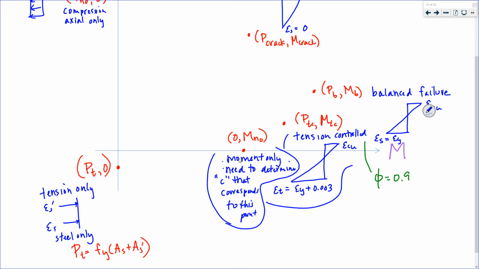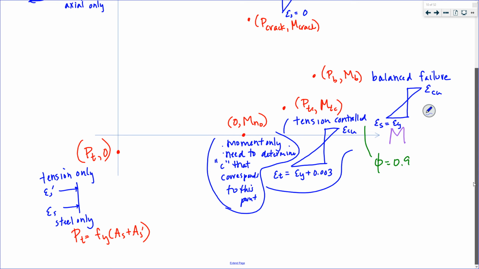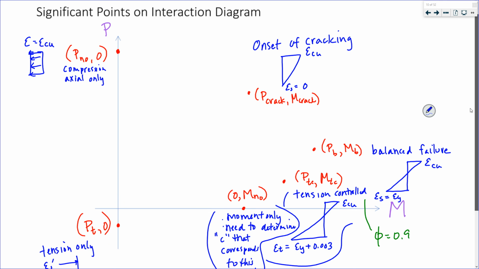I have my moment only. I don't know that point. I have to determine a C that corresponds to that point. It's not as obvious as the balanced failure, tension controlled, onset of cracking. And then I have my tension only, where basically the only thing holding my column together is my reinforcement, both compression and tension, because it's in axial only at this point.